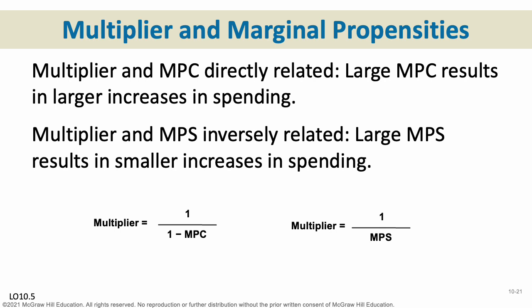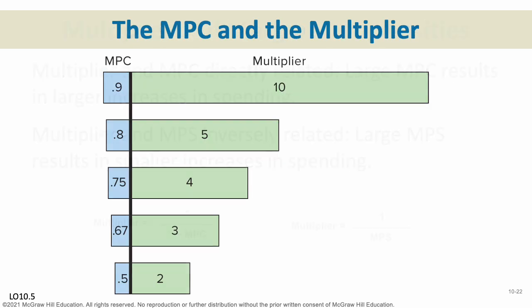So the multiplier and the marginal propensity to save are inversely related. If we have a large MPS, it's going to result in smaller increases in spending. So the more that's spent is going to give you a more powerful multiplier effect. So at an MPC of 0.9, you have a multiplier of 10. At an MPC of 0.75, you have a multiplier of 4, the one we just looked at, and so on and so forth. So the more you consume in an economy, the more powerful that multiplier effect.